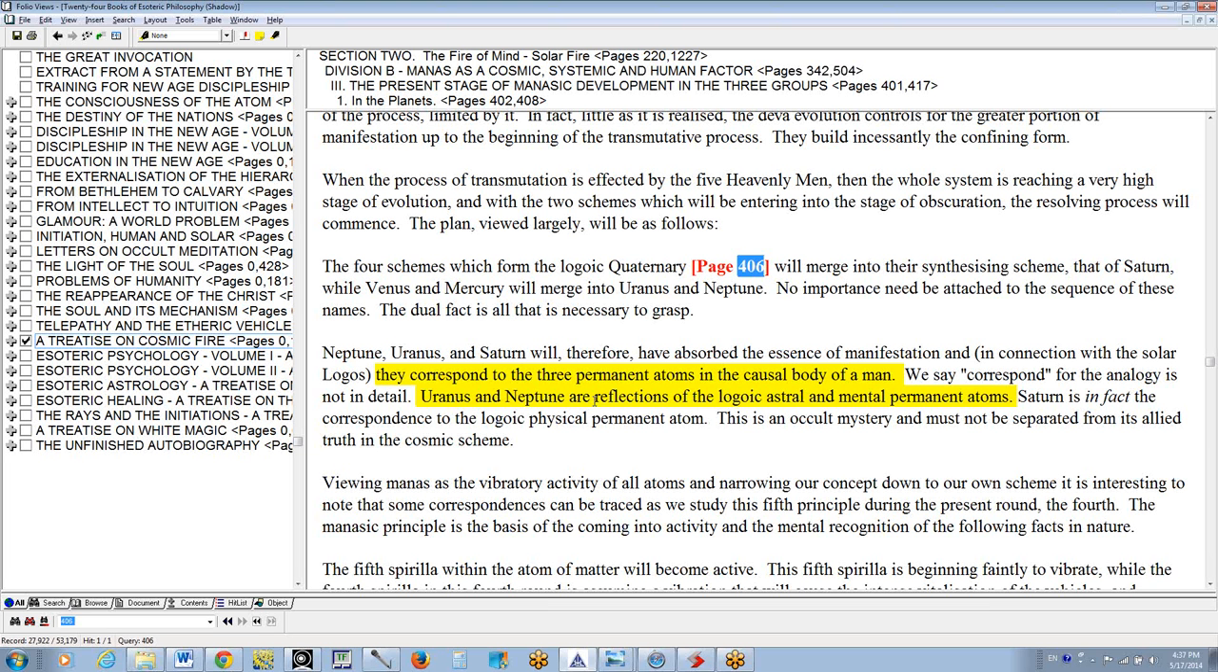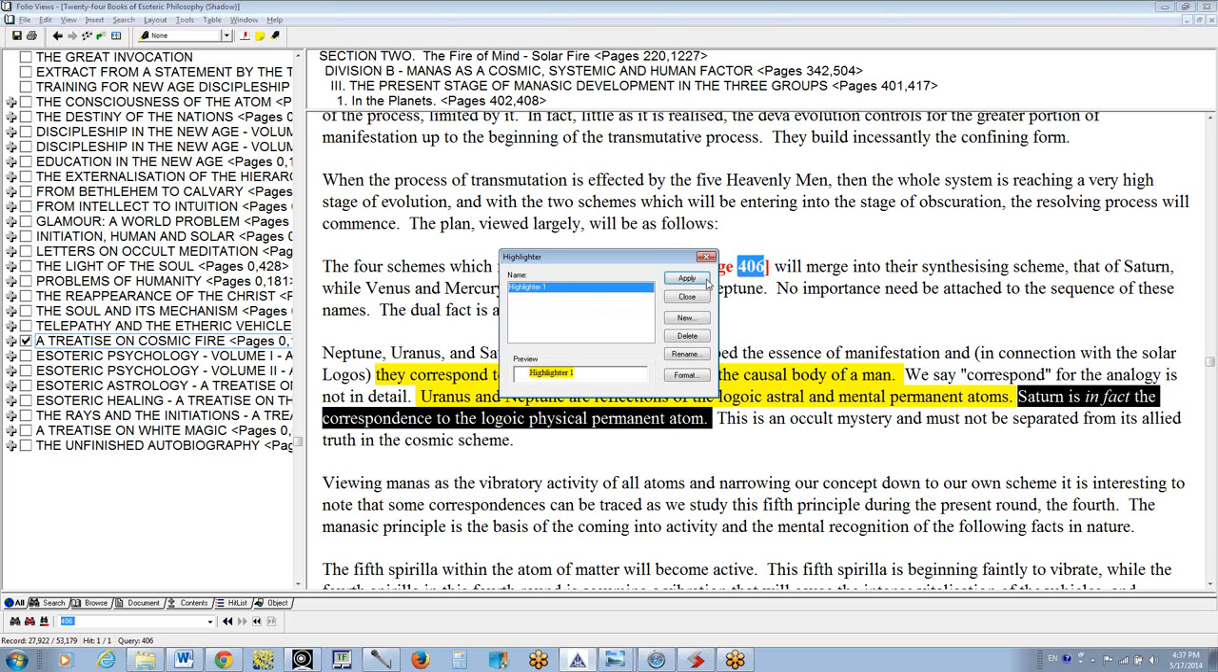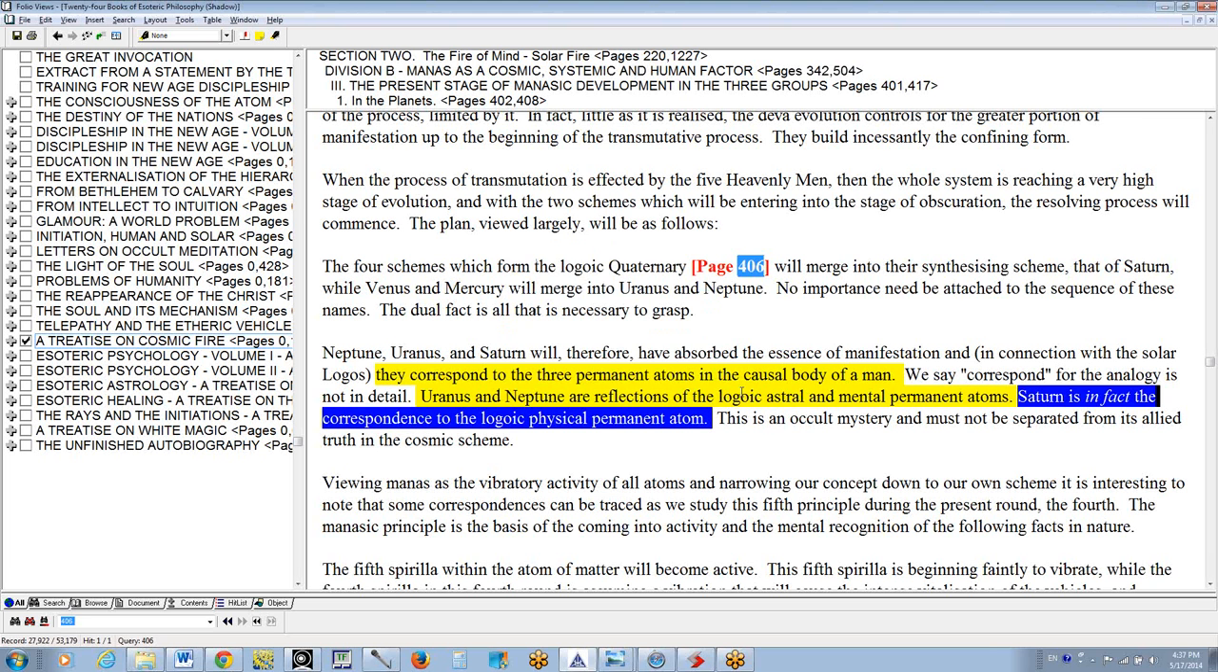Saturn is in fact the correspondence to the logoic physical permanent atom, because we're talking about a physical planet in relation to the cosmic physical plane. But when we talk about Uranus and Neptune, we're also talking about physical planets, but they are in relation to the cosmic astral and cosmic mental planes. So how they appear on the cosmic physical plane are considered reflections. This is an occult mystery and must not be separated from its allied truth in the cosmic scheme.